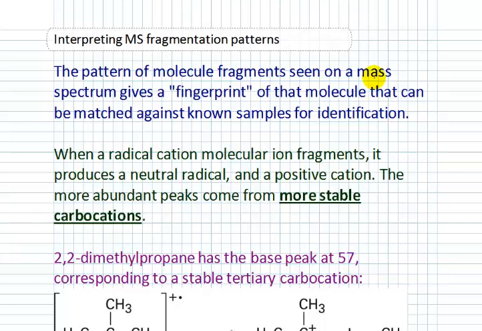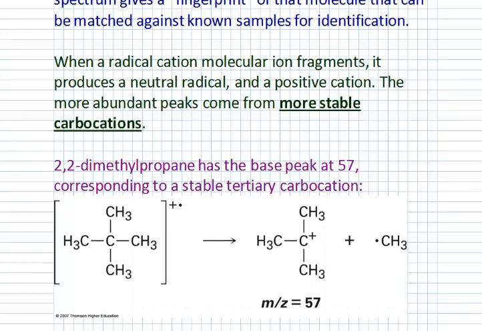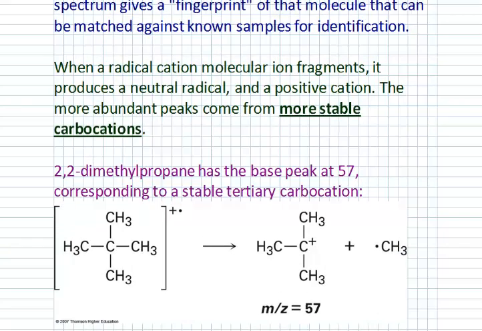So let's talk about this fragmentation. When the radical cation fragments, it produces a radical and a positive cation. So two parts to it. The radical cation we start out with, one fragment gets the radical, the other gets the cation. And it's very predictable to figure out which one will go to which, because the more abundant peaks will come from the more stable carbocations.